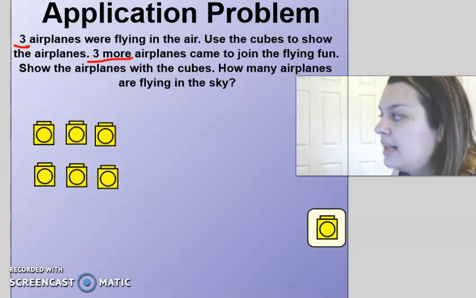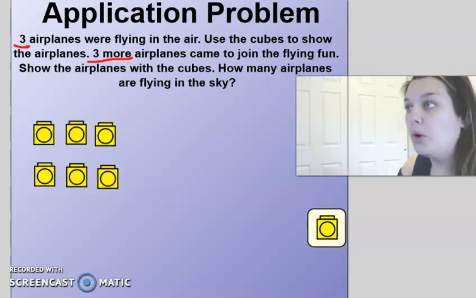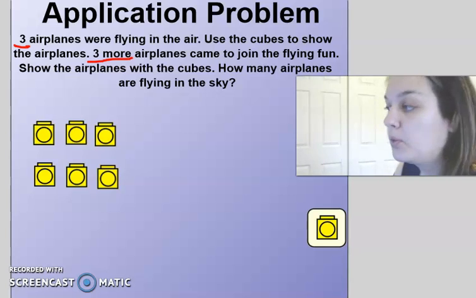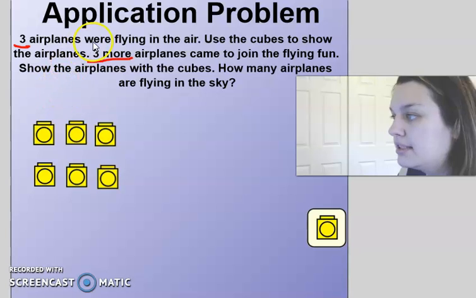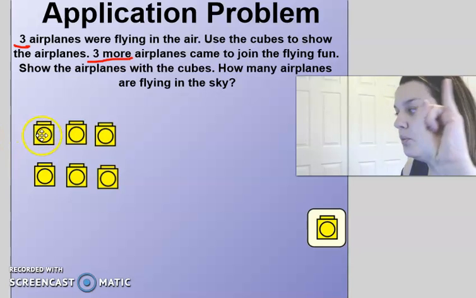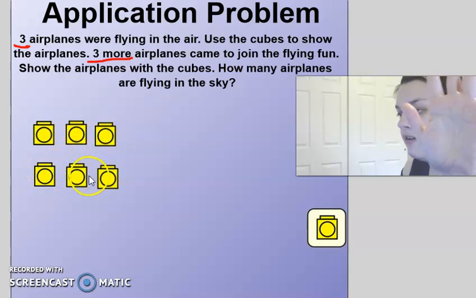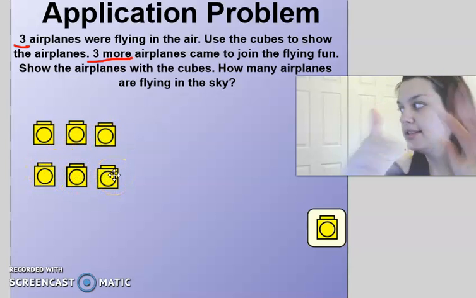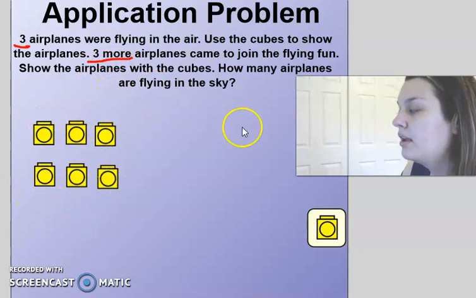Okay, it says, how many airplanes are flying in the sky? So when we see the word how many, we want to think of the whole or everything all together, okay? So we're going to add these together because it said 3 more came to join, so they want to know how many we have right now all together. So we have 1, 2, 3, 4, 5, 6. We have 6 airplanes flying in the sky.